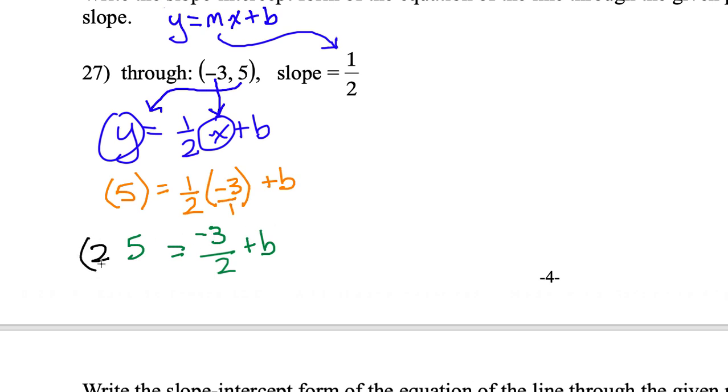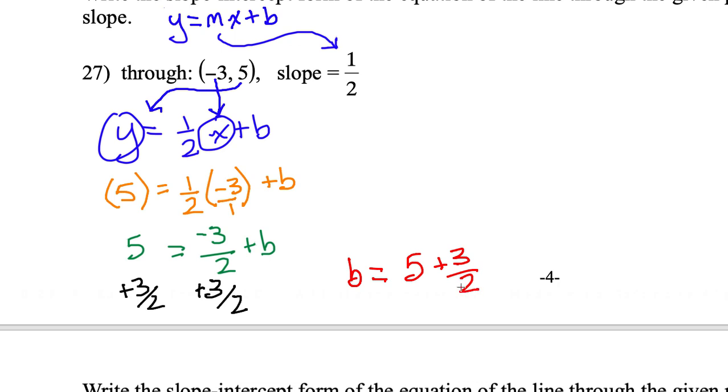If I multiply this by 2, oh, I can't do that though, can I? It's going to cause me to do more work because then I'm going to have to divide by 2 right away. I would be a hamster running in a wheel. So scratch that. We're just going to have to add 3/2 and deal with the fractions. So I'm going to say I have to undo this -3/2. So I'm going to add 3/2, add 3/2. And my final answer is b is equal to 5 plus 3/2.